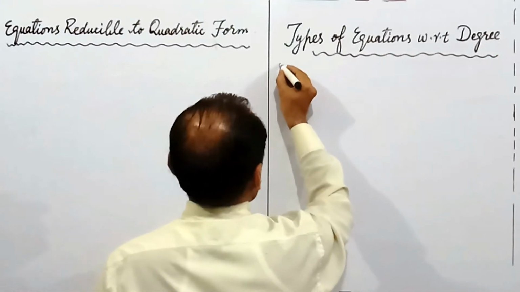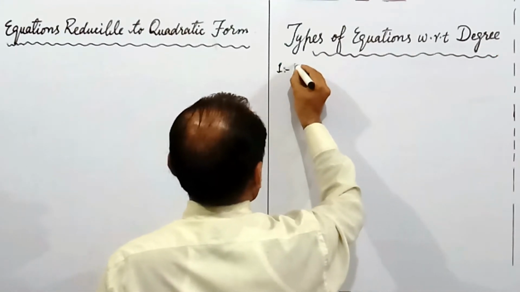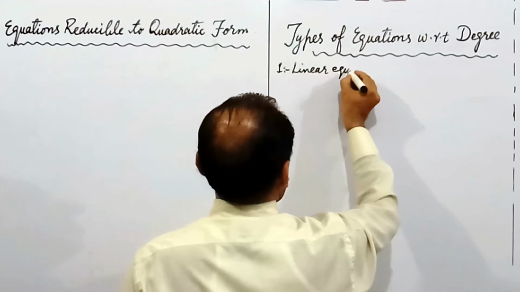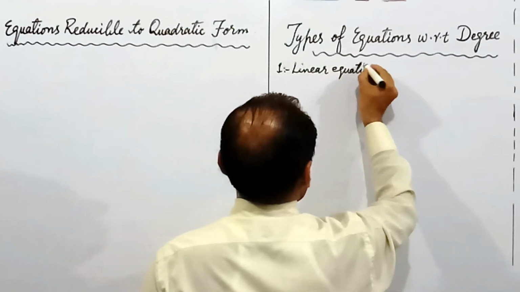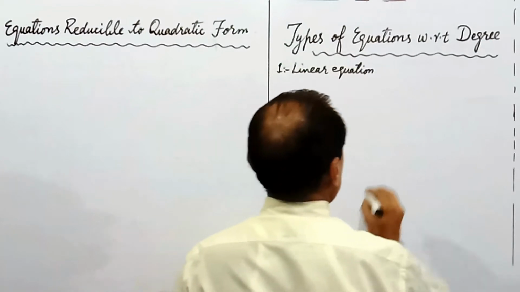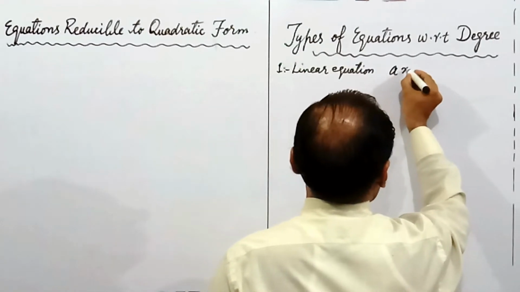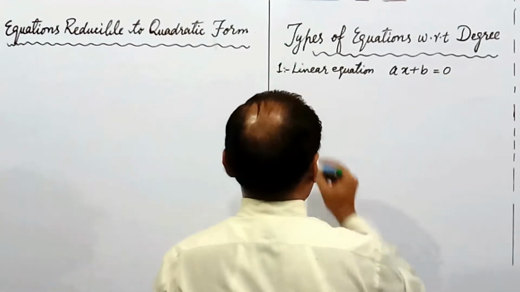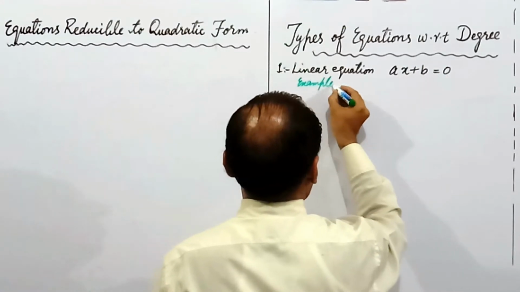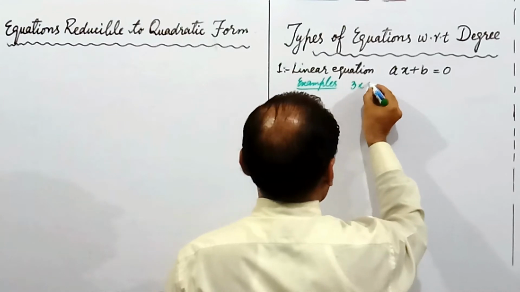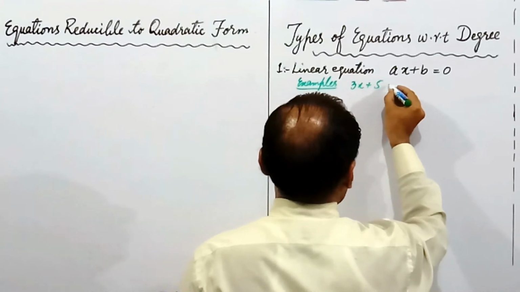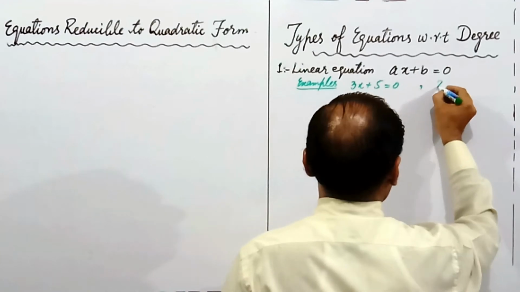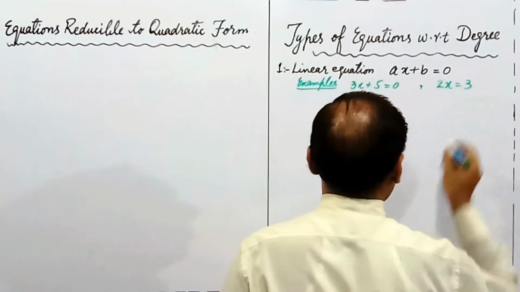Number one is linear equation, and that is ax plus b is equal to 0. For example, 3x plus 5 is equal to 0, 2x is equal to 3.